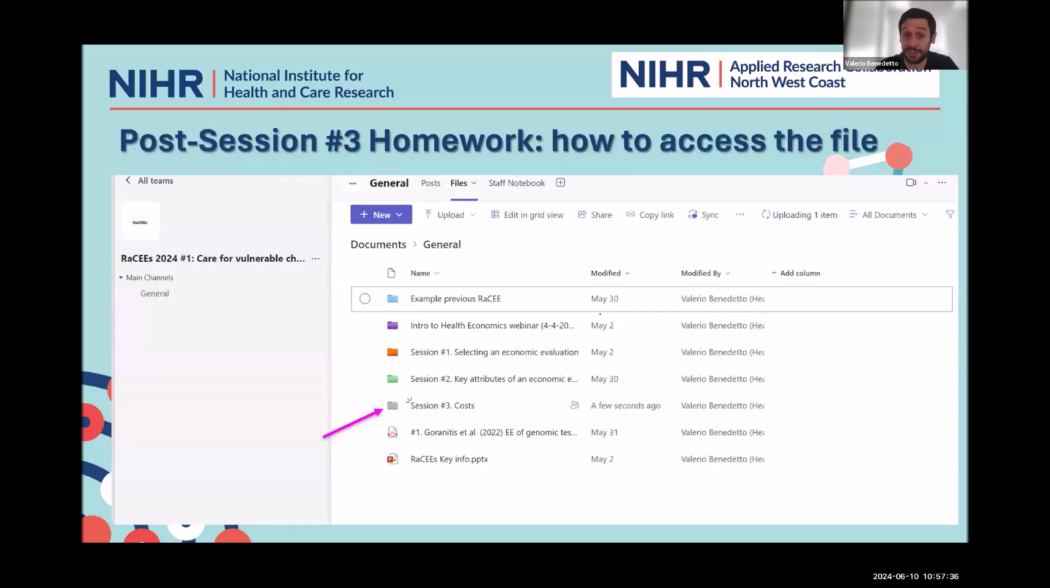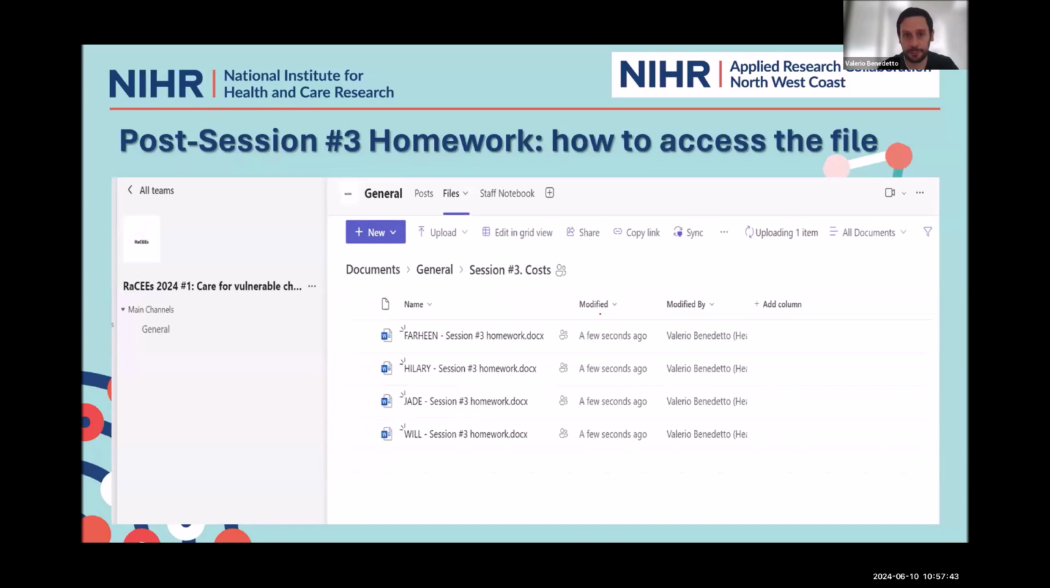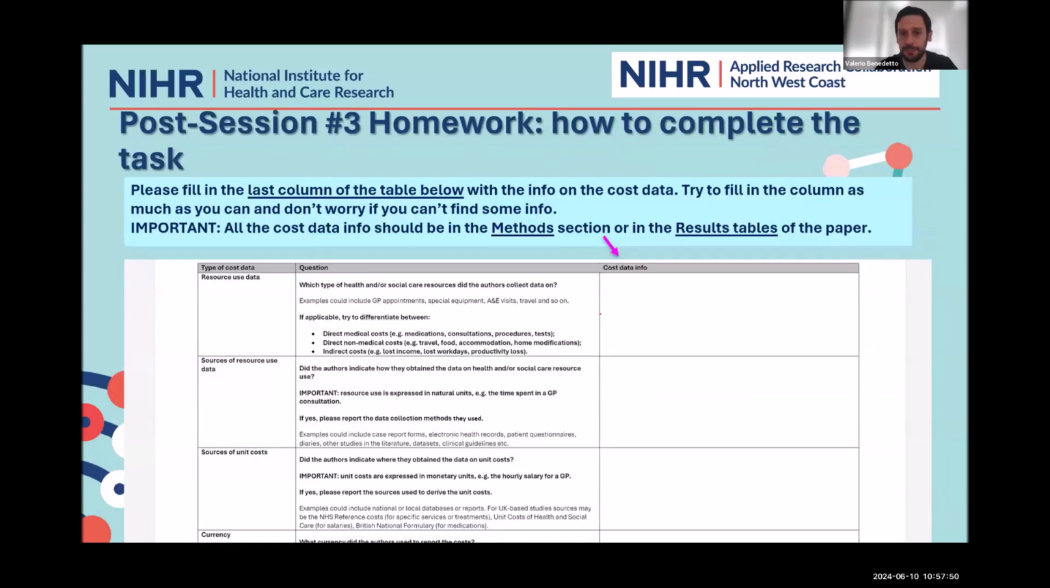So this is where you can find the document, as always, on your Teams page. You click on session 3 costs, and that will open the folder where you see a document with your name on it. You can open that document, and then you will see the table, which is similar to the table from session 2. It's a bit shorter this time, but as Luis was mentioning, it might not be that easy to find this information because, unfortunately, not all researchers report things widely and explicitly.